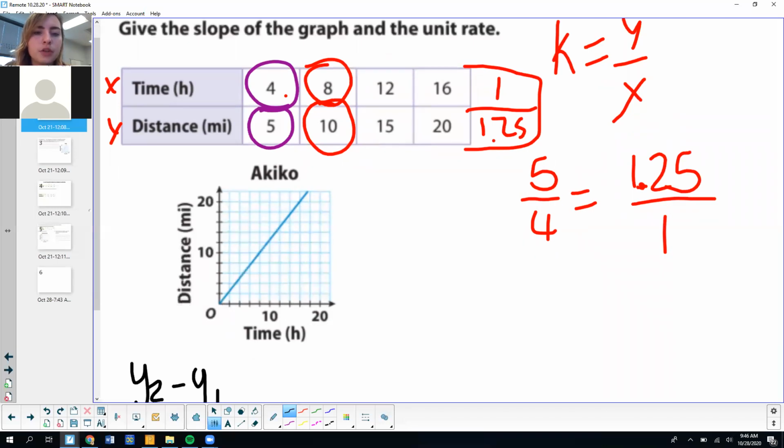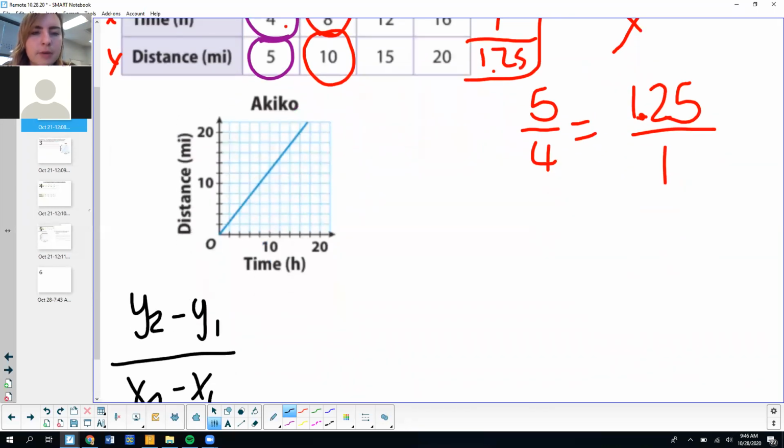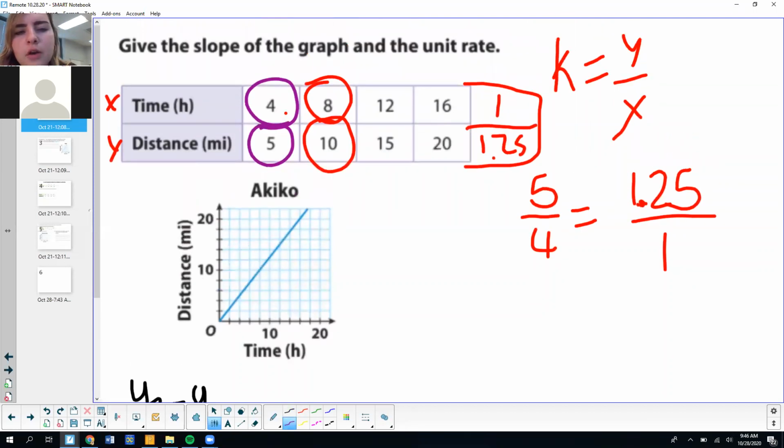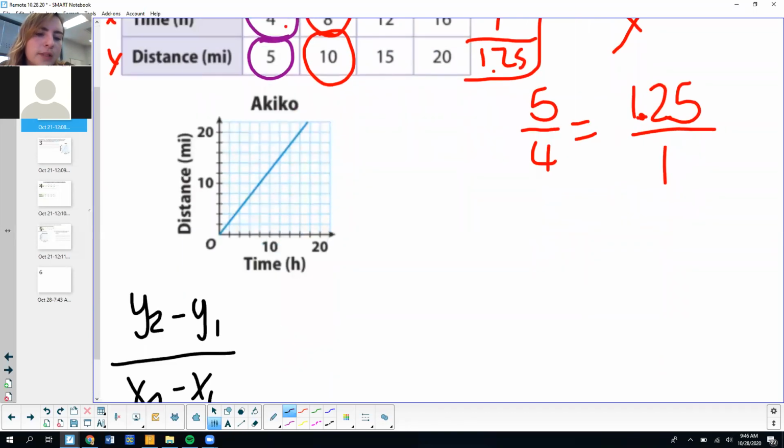So we're going to pick 2 points. I picked (5, 4) and (10, 8), or (8, 10), I guess, x, y. So if you guys remember from yesterday or from Monday, I think we talked about the rate of change formula. We've got to pick a point. So I'm going to make this point 1 and this point 2. That's what those y2s and y1s mean.